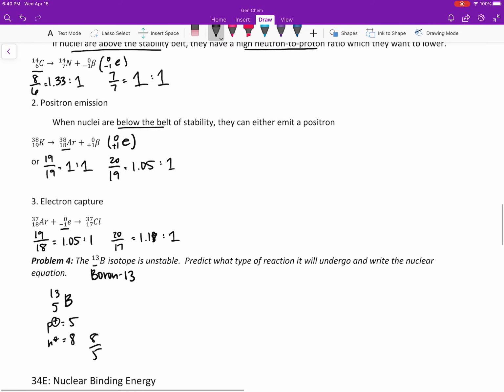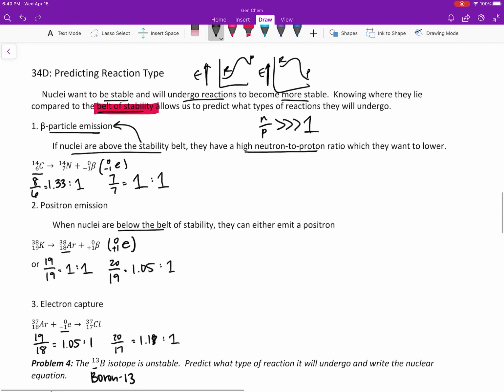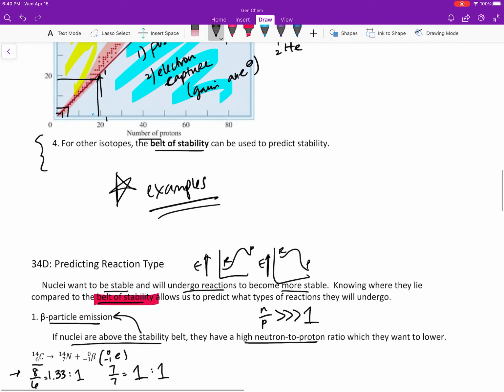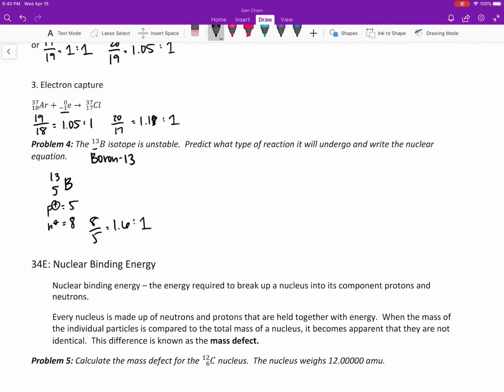And so that ratio, which we didn't do earlier, is actually going to be higher than the first example we did, because it's going to be 1.6 to 1. That's the ratio of neutrons to protons, and it's definitely up in this area above the band of stability, where 1 to 1 is what we really need. Because it's above the band of stability, I'm going to predict that it's going to undergo beta emission.